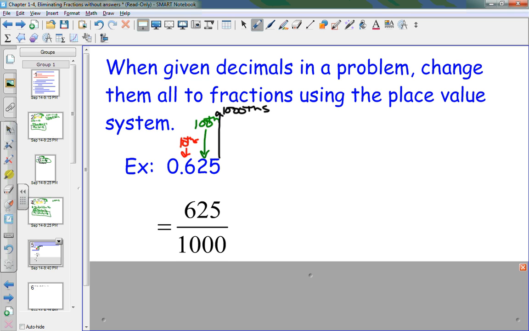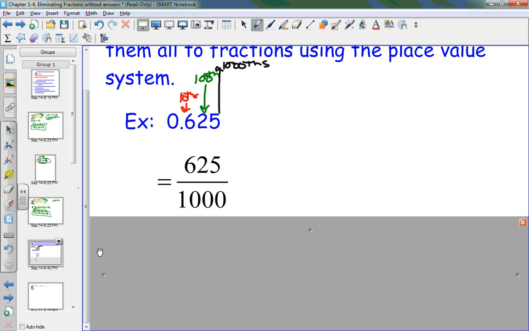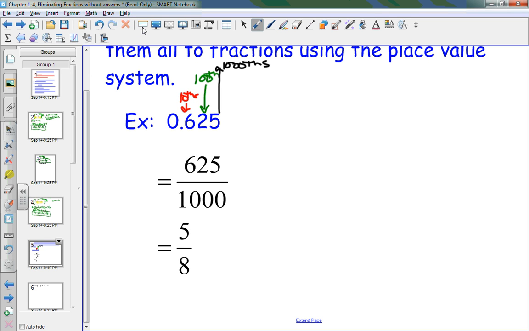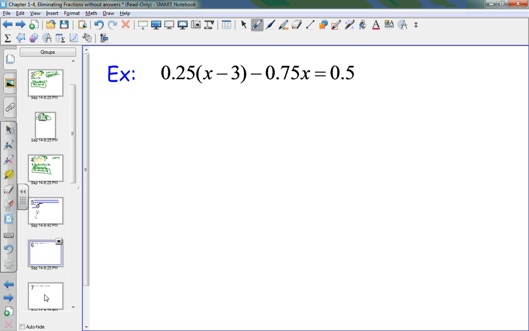Now, obviously, you should be able to simplify this down. Many of you are still going to grab a calculator, and I'm going to say, okay. So if you take 625 over 1,000 and reduce it, it is actually 5 over 8. Do we all understand that? So anytime you see a decimal, you can put it into a fraction. Because if I have an example that looks like this, write it down, please.